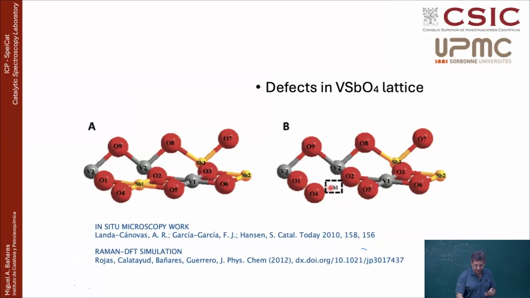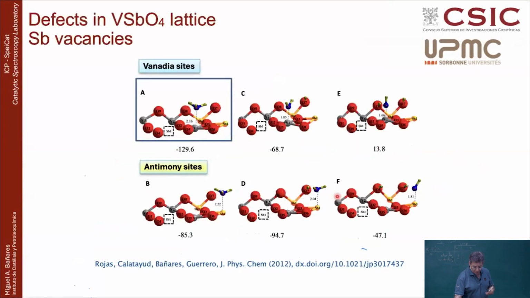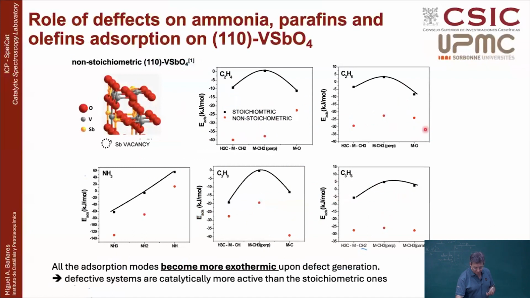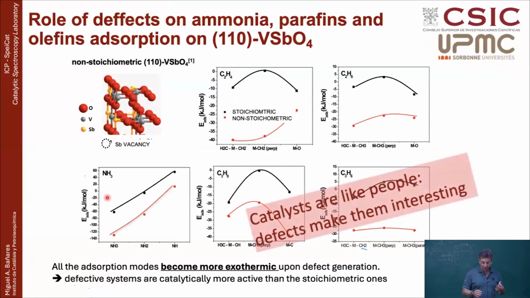And then we wanted to say, okay, what happens if there is a defect, like a vacancy of antimony, on the adsorption of the different molecules? We were looking at the adsorption of different reactants, like ethane and ethylene, propane, propylene, and ammonia, because we were using the system for ethane and propane oxidation. In all the cases, the adsorption energy is more favorable, a more negative value, meaning there is a higher stabilization. So the molecules are much happier binding to a defective structure than to a perfect structure. And this is something that we already know, that catalysts are like people, and defects make them interesting. So also for the molecules, a defect makes them interesting.